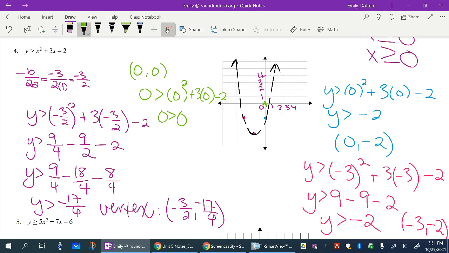So 0 squared is 0. 3 times 0 is 0. 0 plus 0 is 0. Minus 2 is negative 2. That is indeed a true statement. 0 is bigger than negative 2. So we're going to shade up here. And there we go.